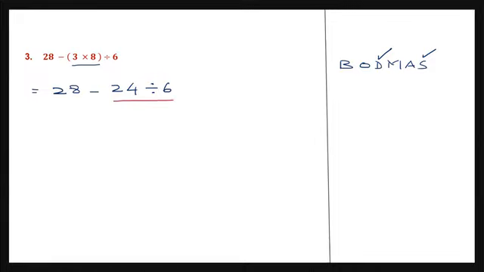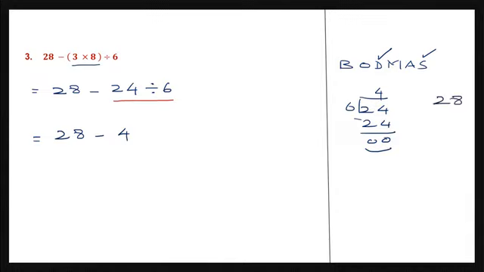So divide 24 by 6. 6 fours are 24. So the answer there is 4. So our next step is 28 minus 4. So let's subtract 28 minus 4. 8 minus 4 is 4 and 2, 24. So our final answer is 24.